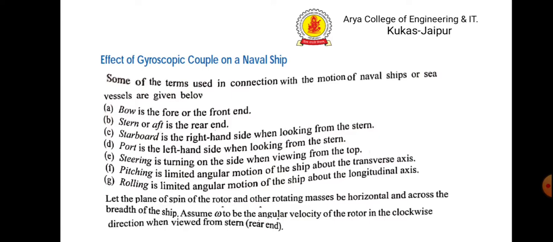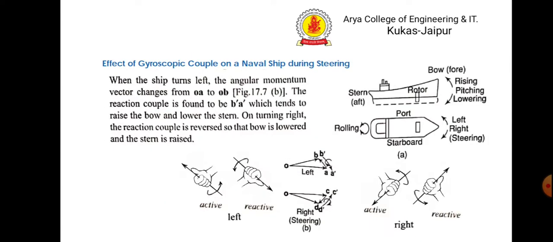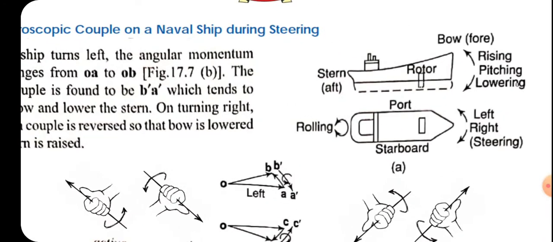Okay, so you will have to remember some terms. Suppose this one is a ship. So what is bow? Bow is your front end, and stern or AFT is your rear end. Starboard is the right hand side when looking from the stern, and port is the left hand side when looking from the stern. Okay. Now, steering is turning on the side when viewing from the top. Pitching is limited angular motion of the ship about the transverse axis, and rolling is limited angular motion of the ship about the longitudinal axis.